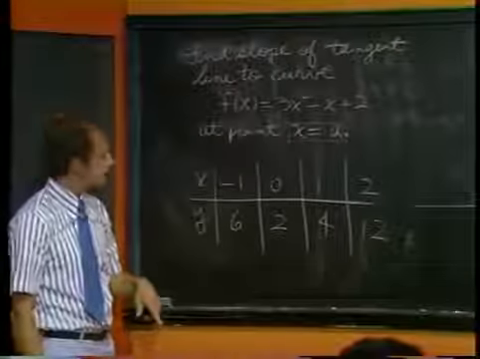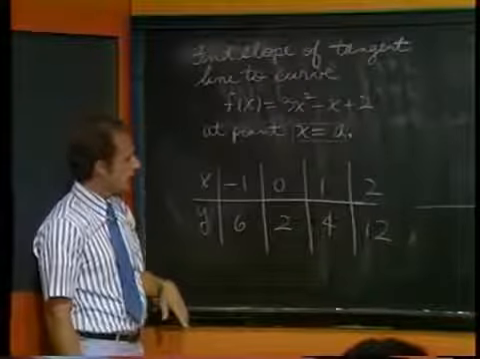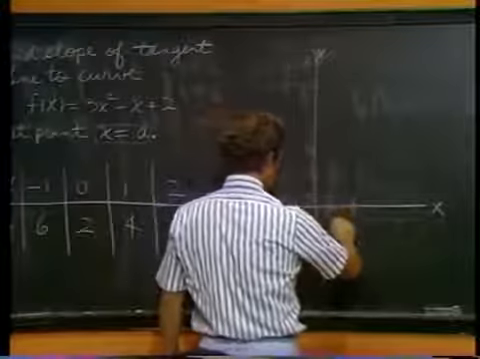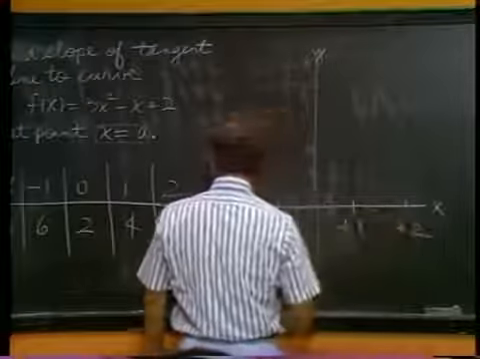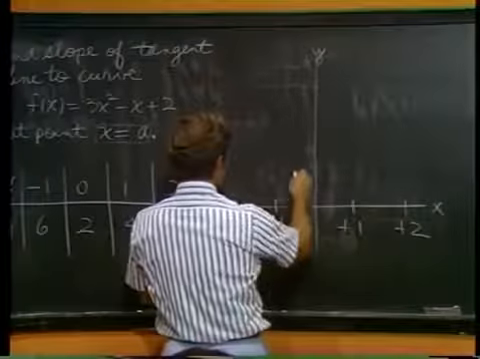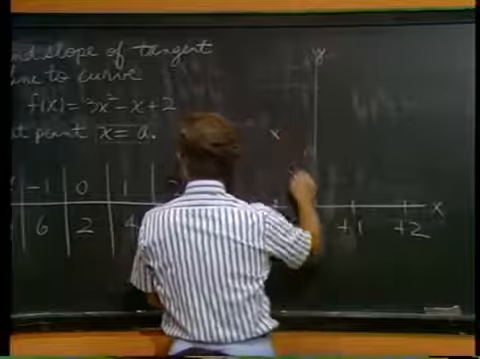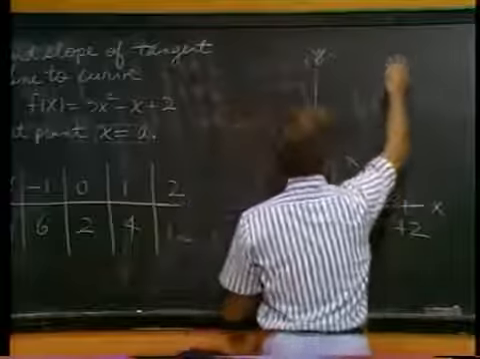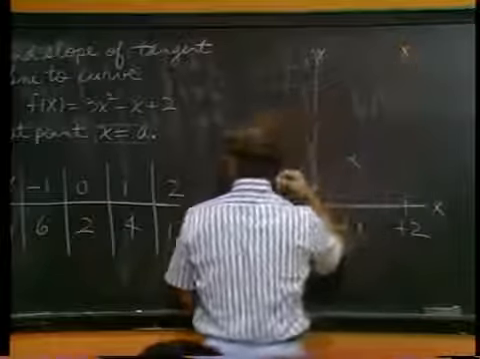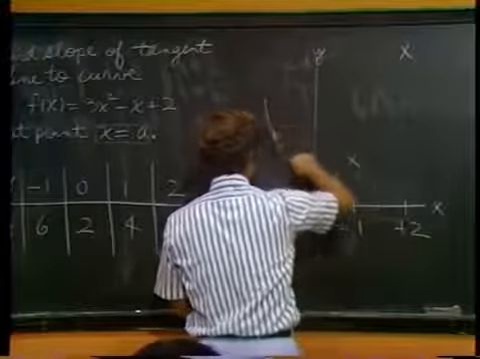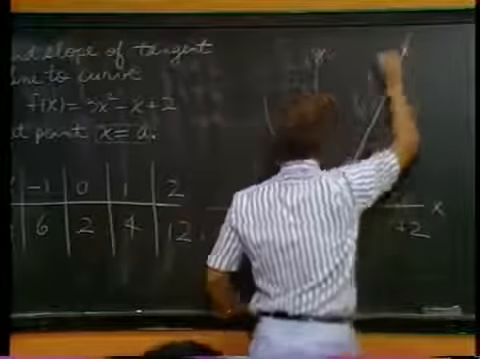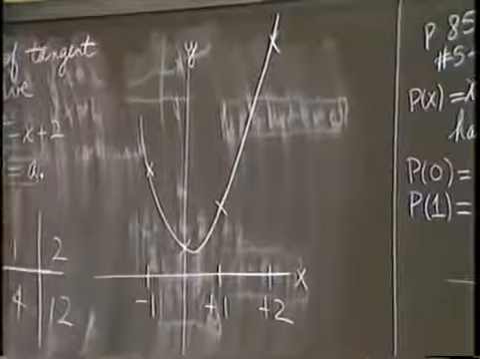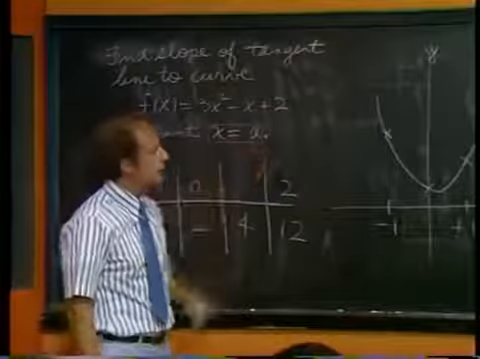No complaints out there. So I've got 4 points, and let me try to plot them. Let's call this 6 up here, 2 here, 4 here, and 12's way up here now. Okay, so maybe that's the shape, and no surprise, it is parabolic because it's a second degree polynomial that we're looking at.